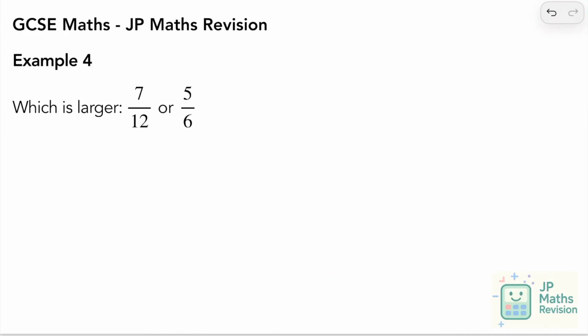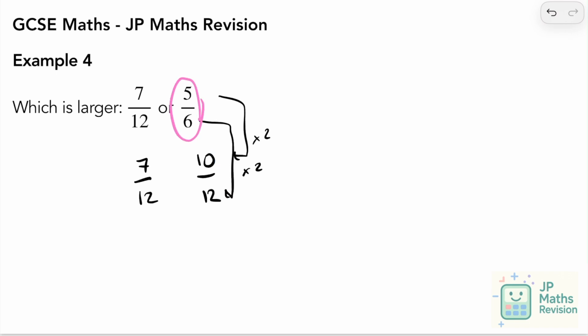Here's another example. So again, we're comparing which one is larger. So we have 7/12 and 5/6. So I need a common denominator. So the number that both 6 and 12 go into is going to be 12. So we've got 7/12 and then 5/6. So we're going to make that 10/12 because to get from 6 to 12, we times by 2. So 5 times 2, that's going to be 10. So you can see the larger one is going to be 5/6, which is equivalent to 10/12.